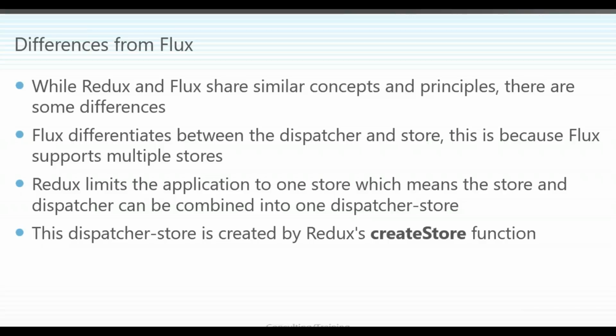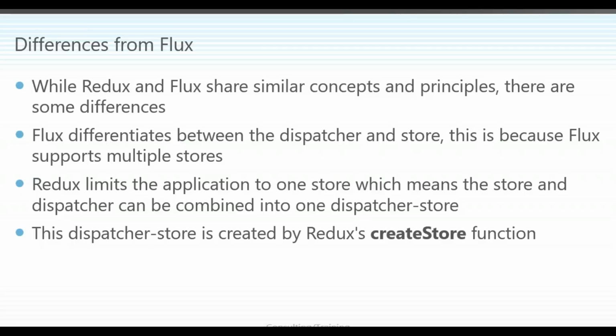Now how is it different from Flux? Earlier we talked about Flux, what Flux is and what its different components are. Now we have to see how it is different from Flux. While Redux and Flux share similar concepts and principles, there are still some differences between them. Flux differentiates between the dispatcher and store. The reason being, Flux supports multiple stores. Redux limits the application to one store, which means there is only a single source of truth, and which means the store and dispatcher can be combined into one dispatcher store. And this dispatcher store is created by the Redux createStore function.